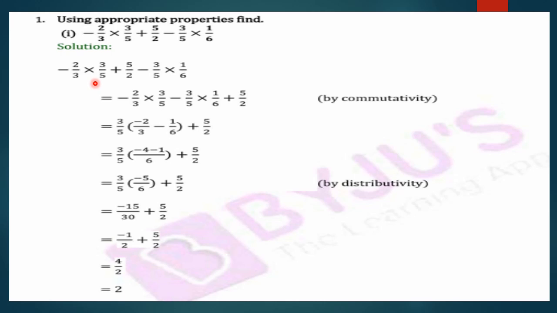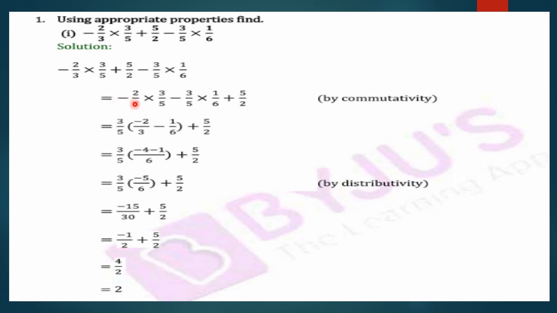When you see this question, there are three parts. Minus 2 by 3 into 3 by 5 is the first part, the second part is plus 5 by 2, and the third part is minus 3 by 5 into 1 upon 6. Here I am using the commutativity property, that means rearranging the terms, so that from the first part and the last part we can take 3 by 5 common. So in order to take 3 by 5 common, I use the commutativity property.